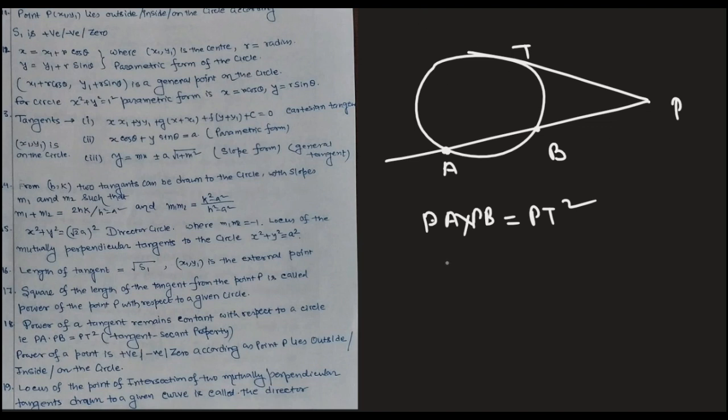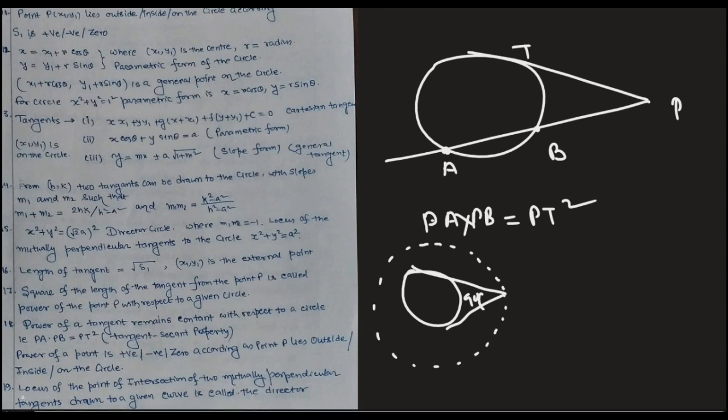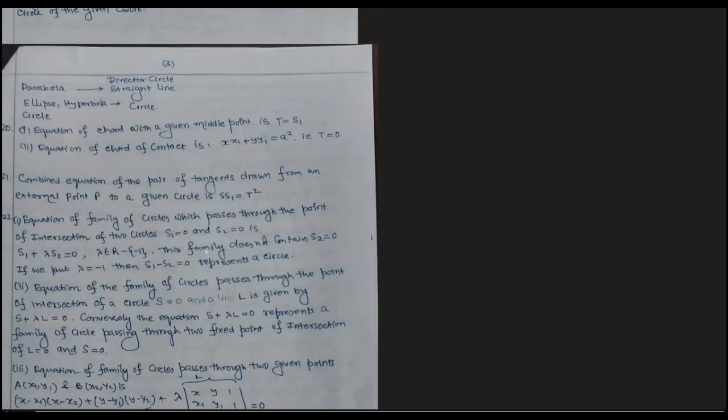Suppose from an outside point you draw two tangents, and the tangents are perpendicular to each other, making 90 degrees. If you take the locus of this point, then again you get a new circle. This circle is known as the director circle. So now I am describing point number 19 also, and now coming to point number 20.